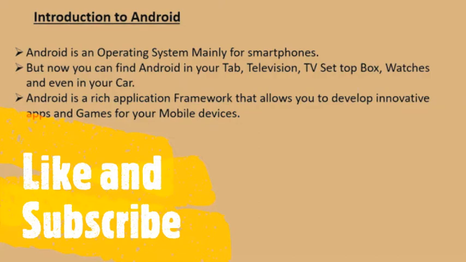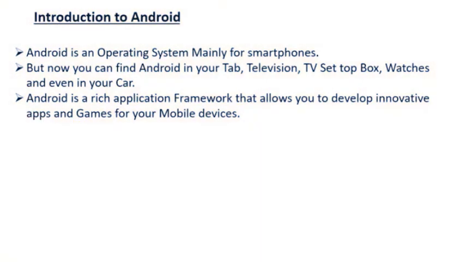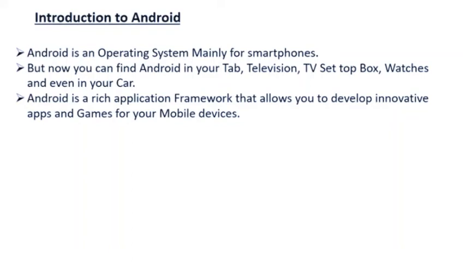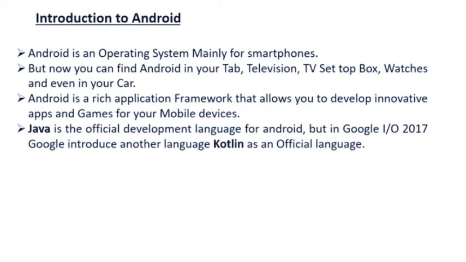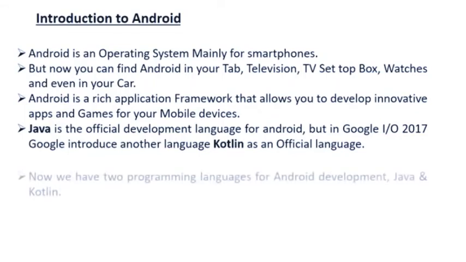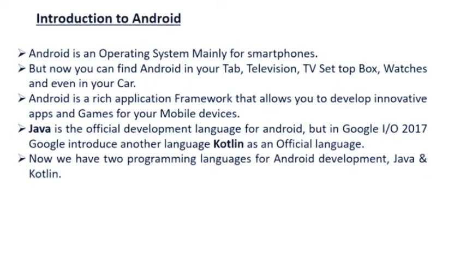Android is not a programming language, it is an application framework. You can use two languages for Android application development. First one is Java and second one is Kotlin. Java is the official development language for Android, but in Google I/O 2017, Google introduced another language called Kotlin as an official language for Android application development. Now we have two programming languages for Android app development, Java and Kotlin.